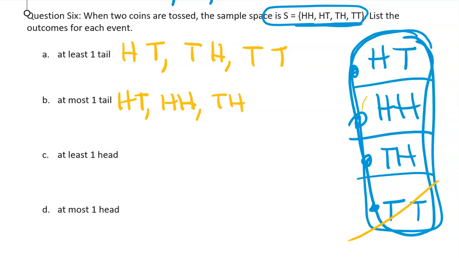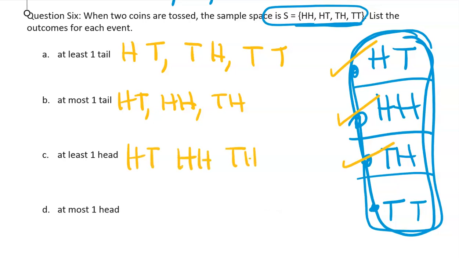All right. C says at least one head. At least one head means I can have head, tails. That's at least one head. Heads, heads is at least one head. Tails, heads is at least one head, but I can't have the last one. So head, tails, head, heads, tails, heads. And at most one heads. Now this means I can't have any more than one head. So I can have no heads or one heads, but I can't have 2 heads. So I can have heads, tails, can't have heads, heads, but I can have tails, heads, and I can have tails, tails.